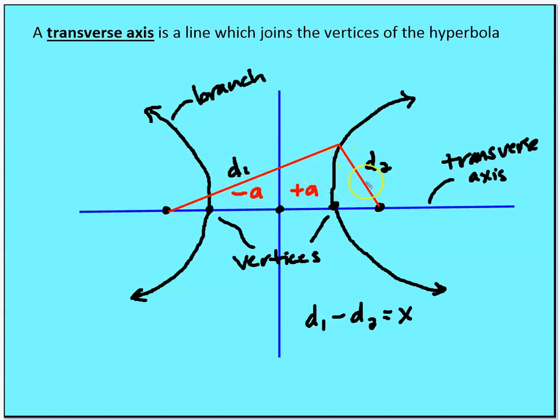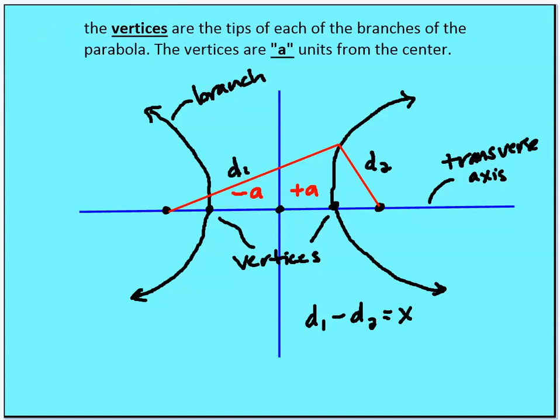And then, of course, we have the distances d1 and d2 that we talked about, the differences of which are going to be constant. So the transverse axis is the line which joins the vertices of the hyperbola and also runs through the center. The vertices are going to be the tips of each of the branches, so we'll call this a tip. The vertices are going to be A units from the center. So wherever that center is going to be, it doesn't always have to be at the origin. If I take A units on a horizontal transverse axis to the left and A to the right, I will end up at the vertices.